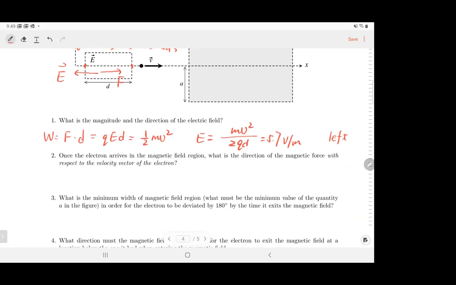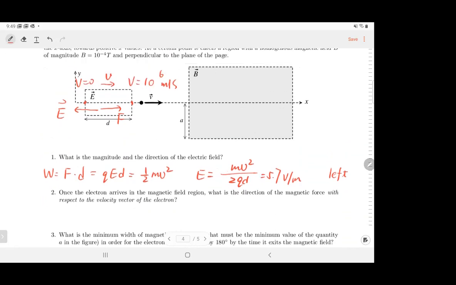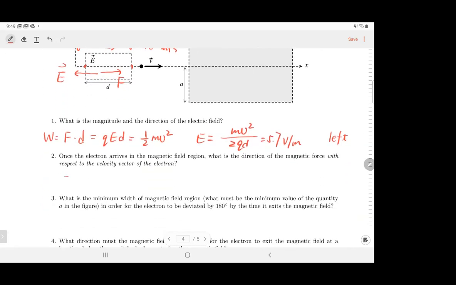Okay, number two: once the electron arrives in the magnetic field region, what's the direction of the magnetic force with respect to the velocity vector? We know the force generated by the magnetic field is equal to QV cross B. So the force is always perpendicular to the velocity. So that's the answer. You just need to say the force is perpendicular to the velocity.